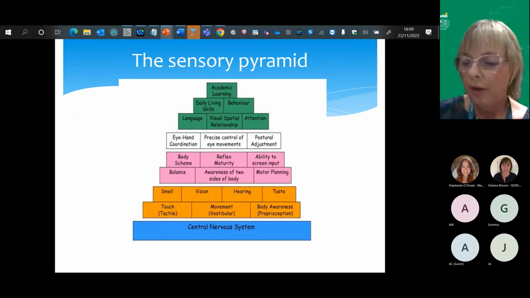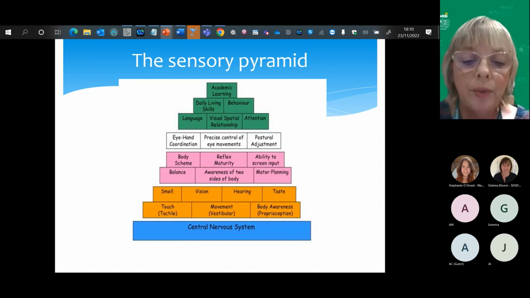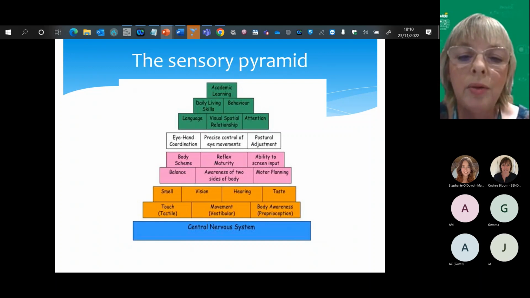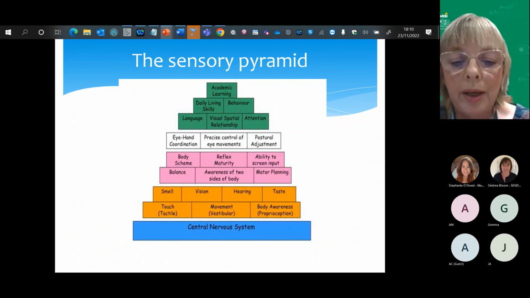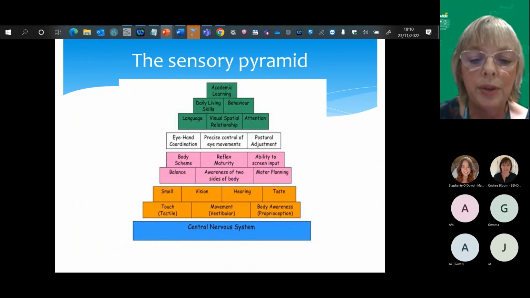The sensory pyramid, I find this a really useful way of understanding the impact of sensory processing on everyday life. So our sensory system is the very bottom. I always like to think of Jenga. If you have a game of Jenga, if the blocks at the bottom are not stable, nothing goes on above, everything just falls over. And it's exactly the same with sensory processing.